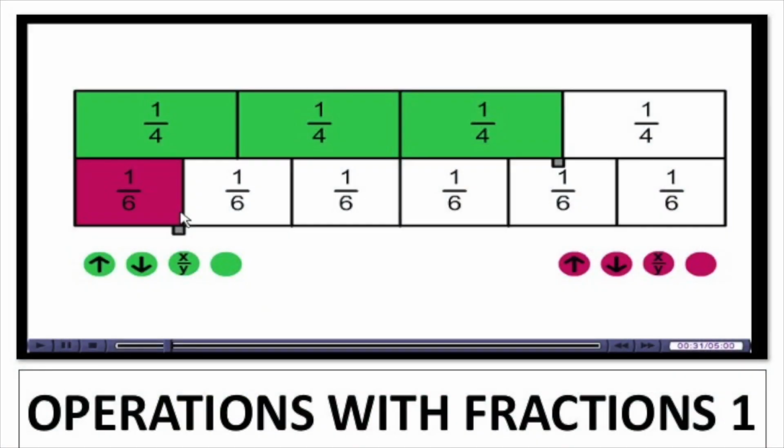So let's take a look at our PowerPoint presentation, operations with fractions, lesson 1. Yes, and the word operations in math means calculations. What we have to do is we have to calculate. And in today's lesson, we'll be doing addition calculations.